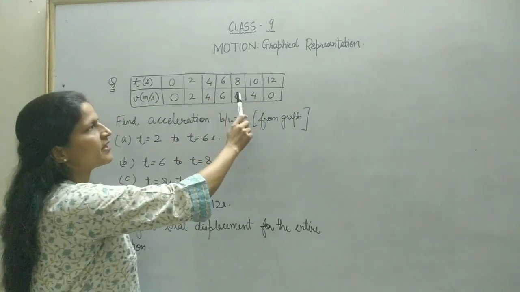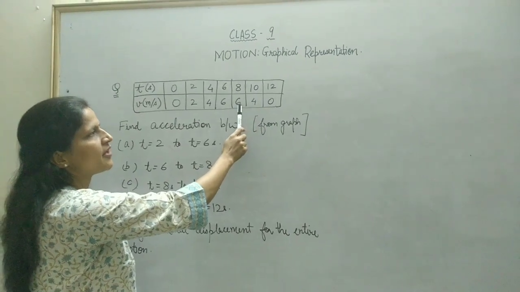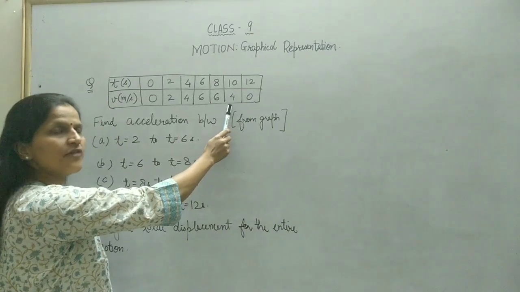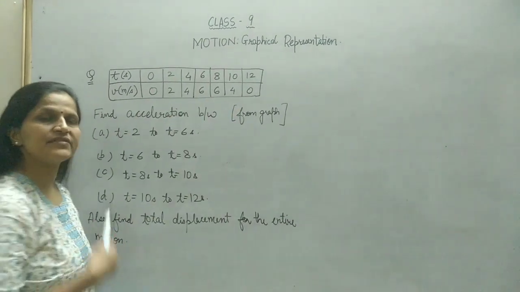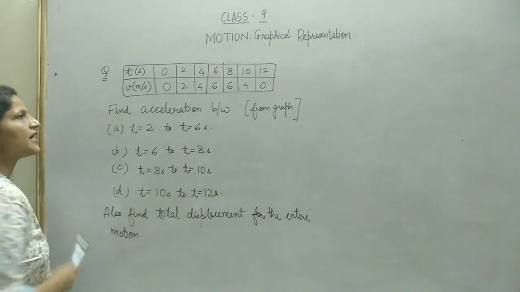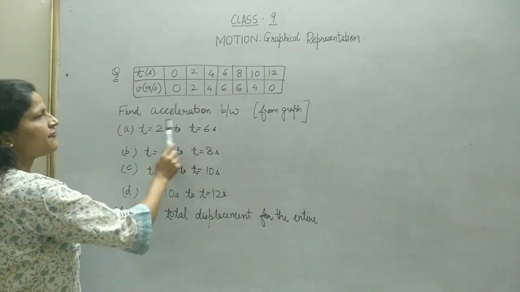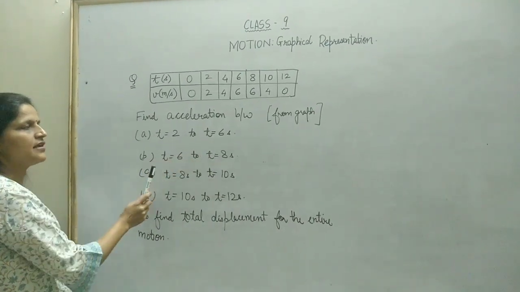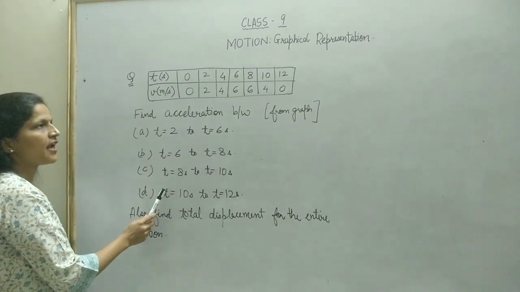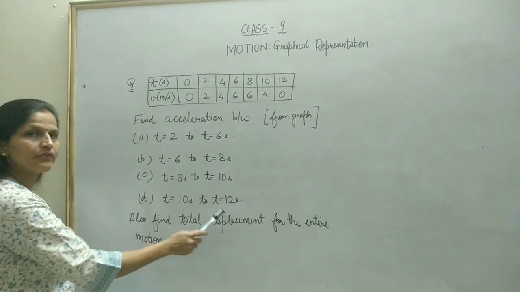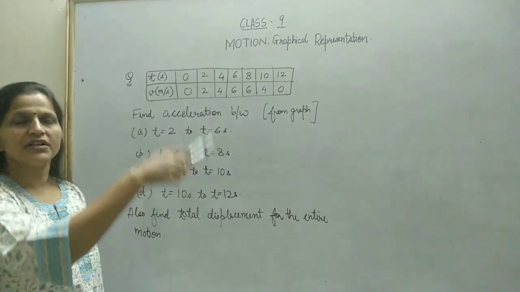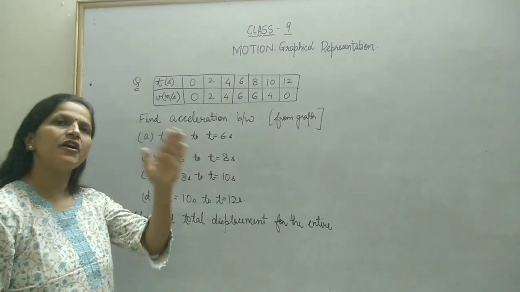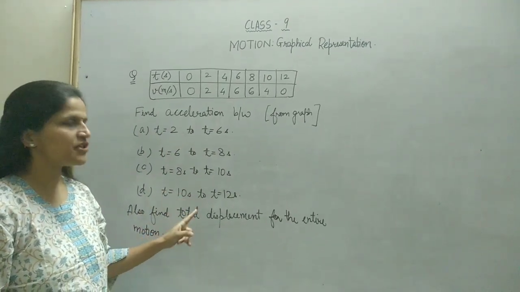Furthermore, from 8 to 10 seconds the velocity is changing from 6 to 4. And then from 10 to 12 the velocity is changing from 4 to 0. So this data itself gives an insight about the motion. Your task will be to draw a graph and find the acceleration between 0 to 2 seconds, 2 to 6 seconds, for 6 to 8 seconds, 8 to 10 seconds and 10 to 12 seconds. For that you need to draw the graph, choose the points having these coordinates and find out the slope of each time interval which is mentioned here.